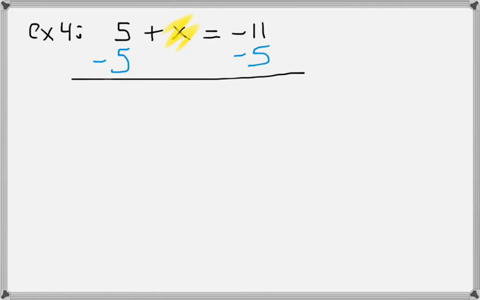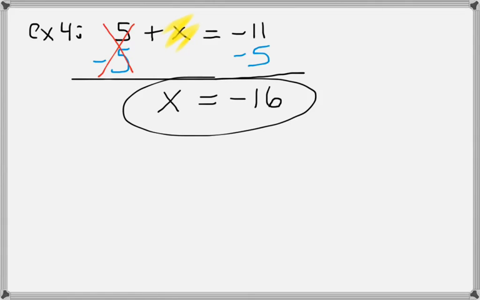So here on the left we have a 5 minus 5, which gives us 0. That cancels out, leaving us with our x is equal to a negative 11 plus a negative 5. So that gives us a negative 16. We've got our final answer.